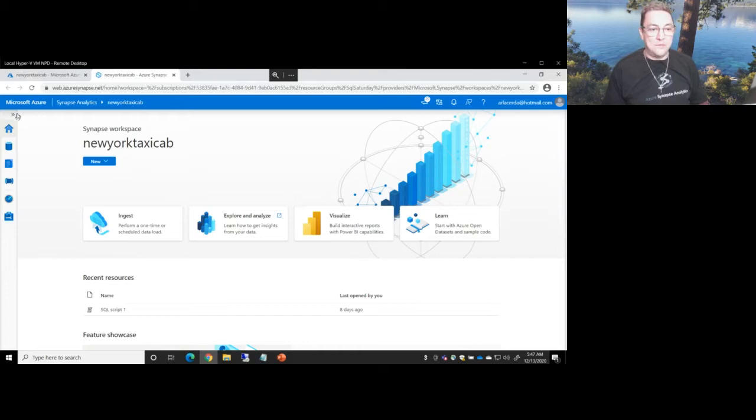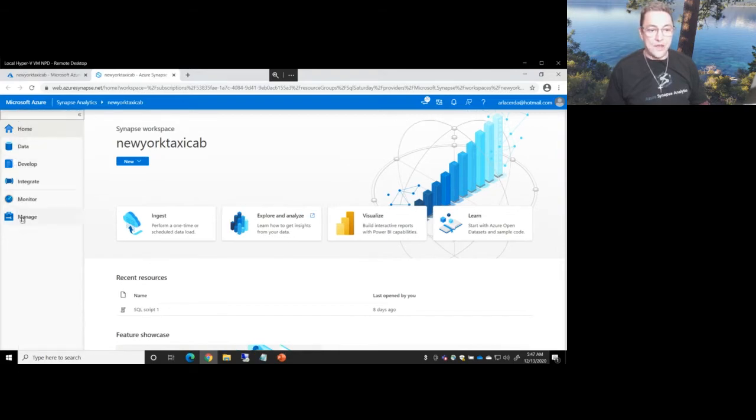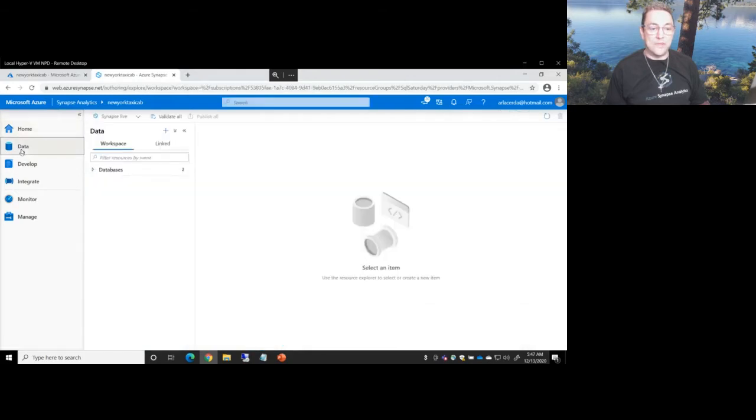So here on the side panel, we can see the hubs where we can control these elements, right? We can control each one of those elements. So this is the pipeline I mentioned before. This is for monitoring, and this is the data engine, where we can work with the data. So when I click in here, I see that I have two databases that I have already created based on that New York taxi cab information from the sample source. So I have two of them already in here.